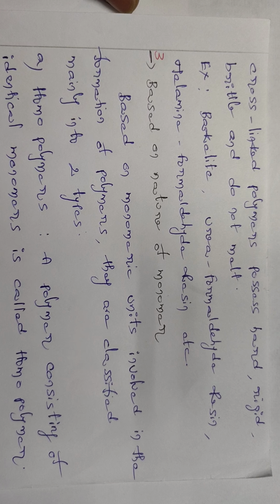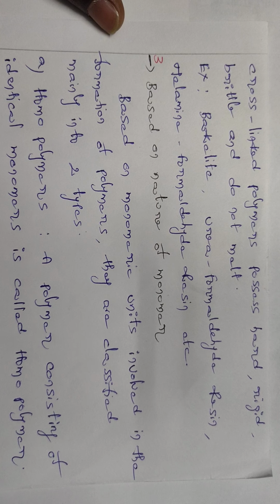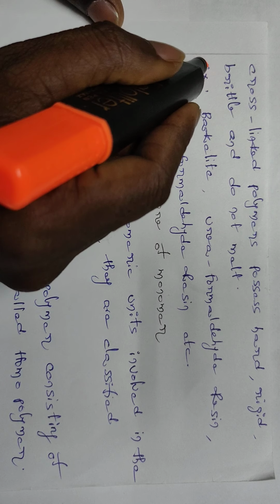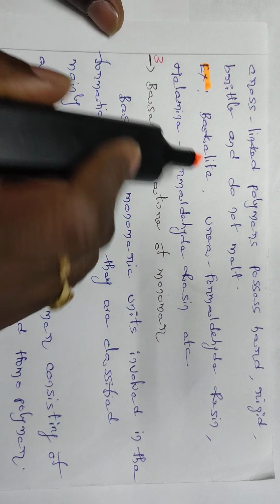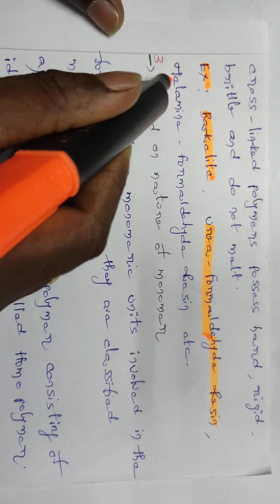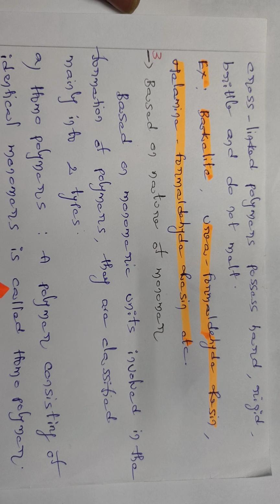Comparing with linear polymers and branched polymers, cross-linked polymers possess a hard, rigid, and brittle nature. They do not melt easily. So what are the examples for cross-linked polymers? The main examples for cross-linked polymers are bakelite, urea formaldehyde resin, and melamine formaldehyde resin.